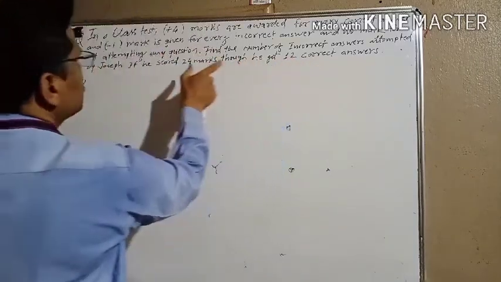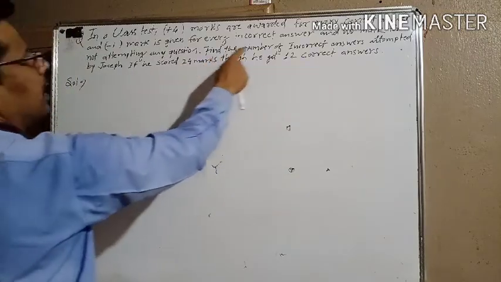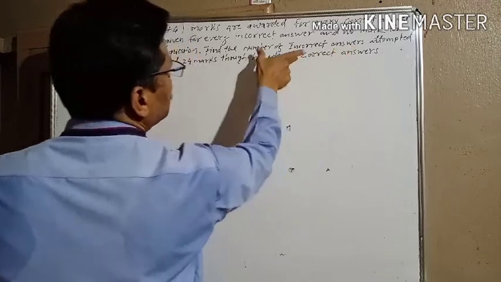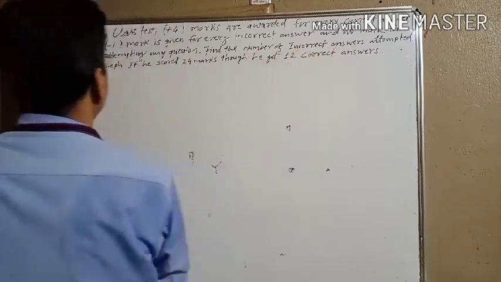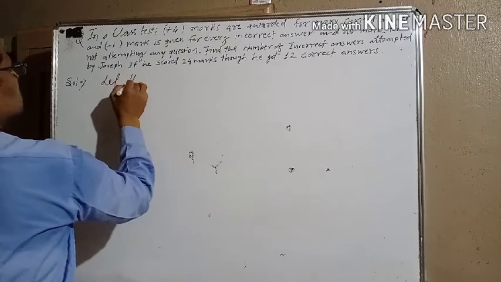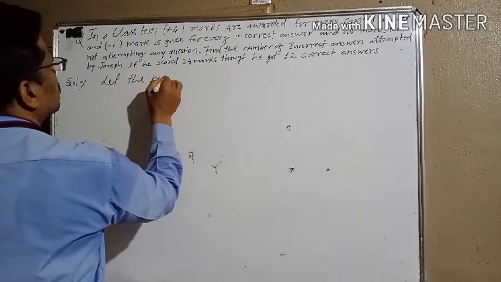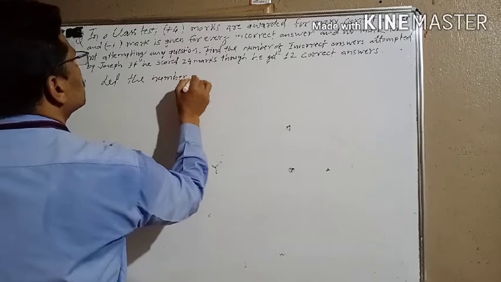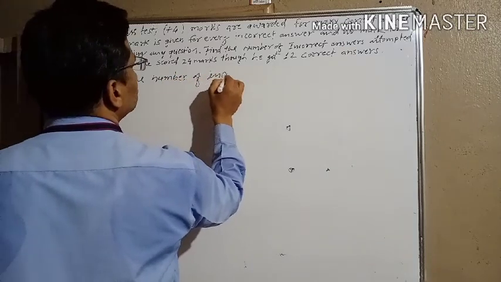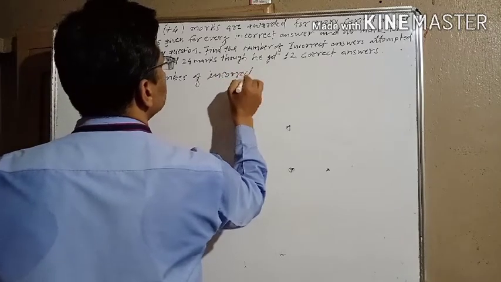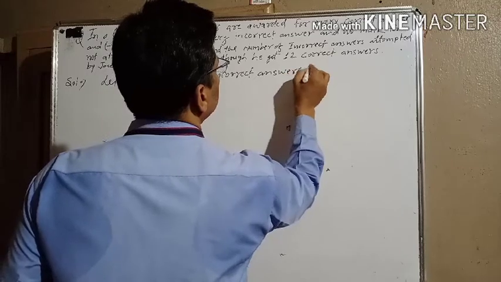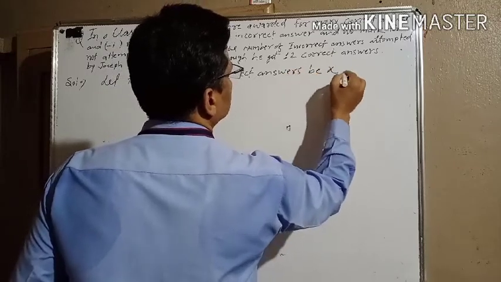He attempted how many correct answers? 12. And he scored 24. And how many incorrect? What do we have to find? Find the number of incorrect answers. We can suppose here that the number of incorrect answers be x. Okay.